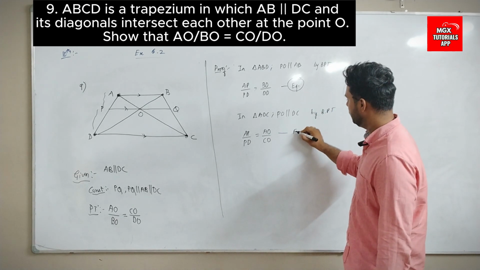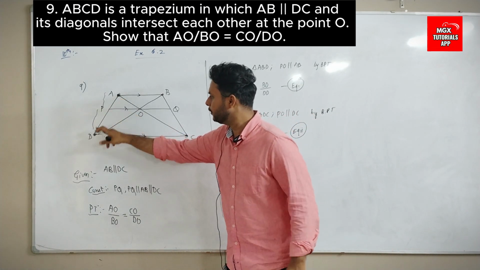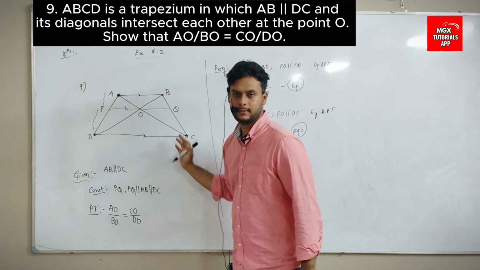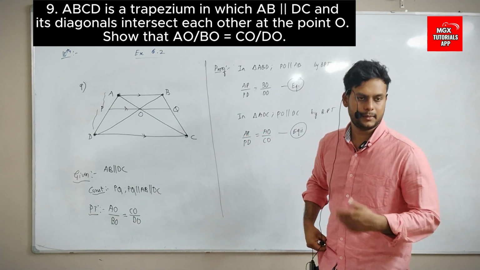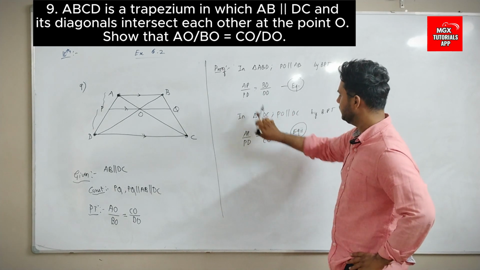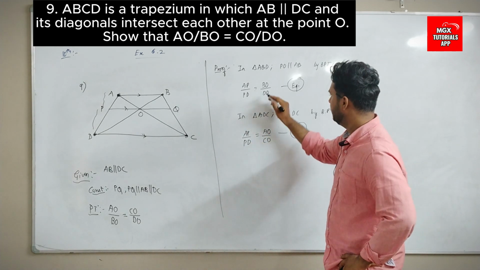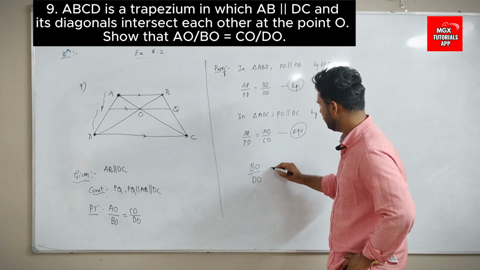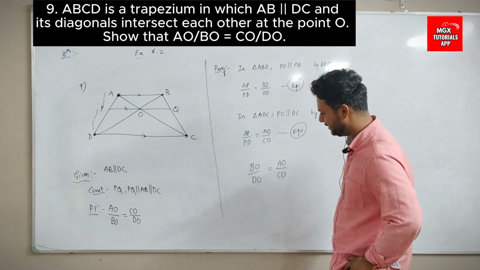This is equation 2. See how to remember this? I need AP by PD, so I took first this triangle, then I took this triangle. When you solve the sums, you will understand which triangle to take. So this is equal to this, and this is also equal to this, then this will be equal to BO by DO is equal to AO by CO. See, I got the same answer, no?